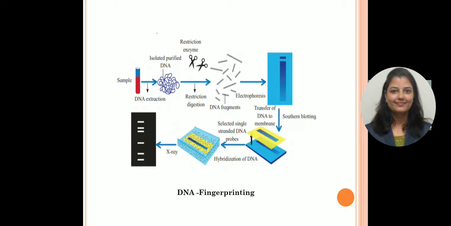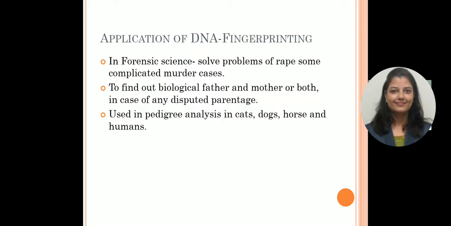So you can see number one is a sample, and the DNA is purified from there. Then the restriction endonuclease enzyme is required to cut the DNA into small pieces. So in the third picture you can see the DNA is fragmented. Then they go for electrophoresis, where they are loaded on the agarose gel. Then they are transferred to the nitrocellulose membrane or blotting paper, which is known as Southern blotting, and then single-stranded DNA probes are selected. They are washed off, and then they go for photography. So this is the whole process related to DNA fingerprinting, which is really important.